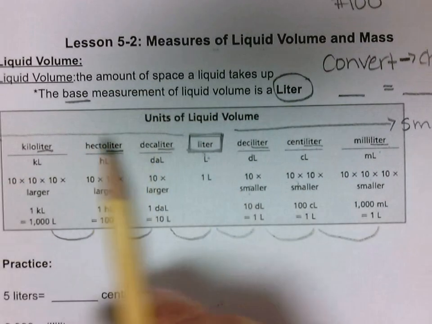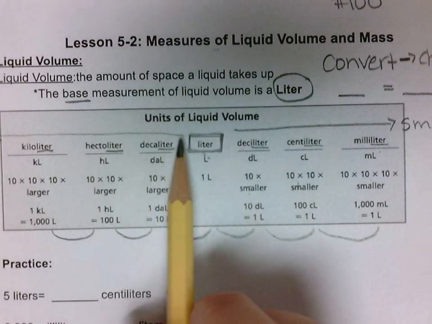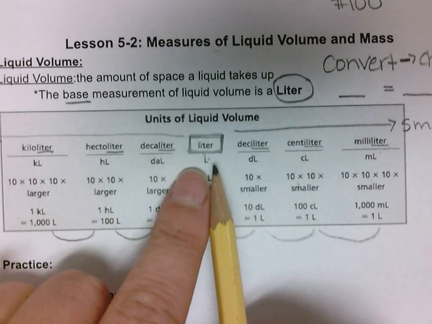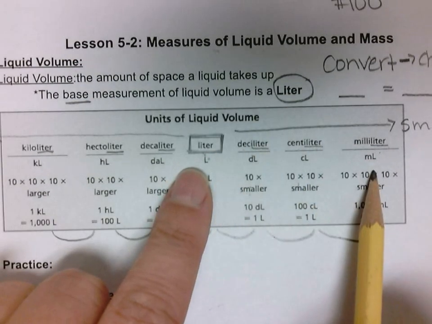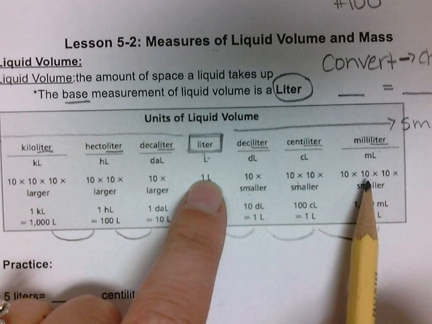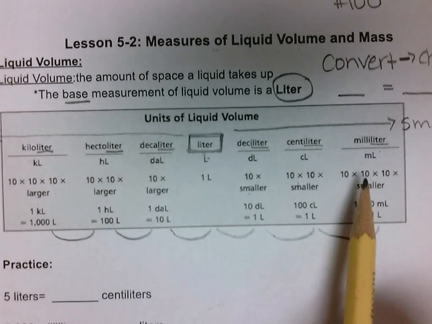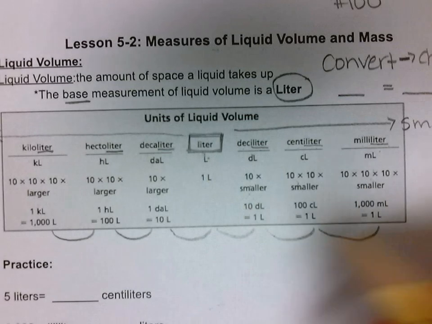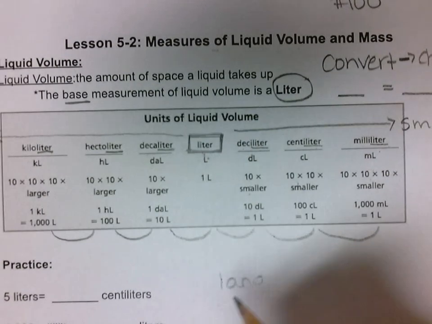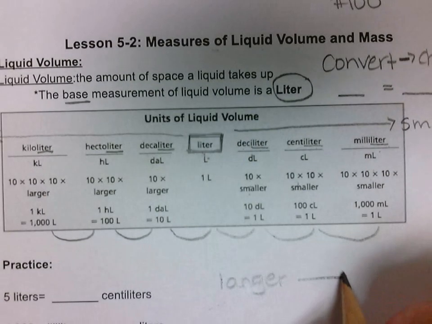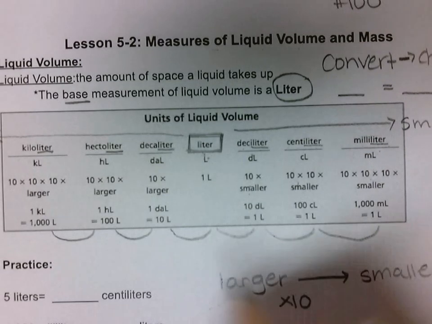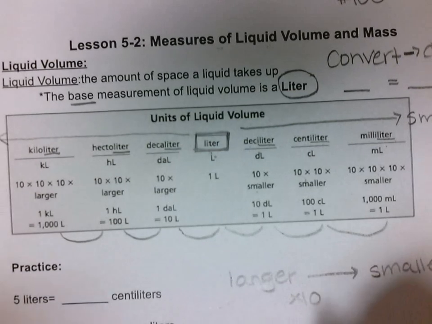So when we are moving from a greater measurement to a smaller measurement, say we have liters and we're trying to figure out how many milliliters it makes, we are going to multiply by however many groups of 10 there are that we move. So for example, whenever we move from a larger unit to a smaller unit, we are multiplying by groups of 10, depending on how many times we move.